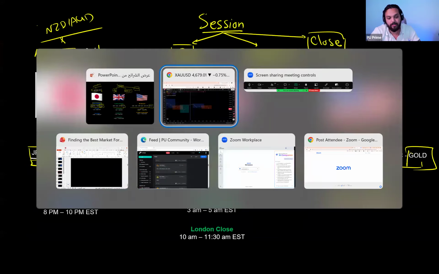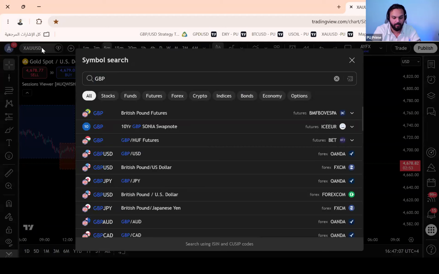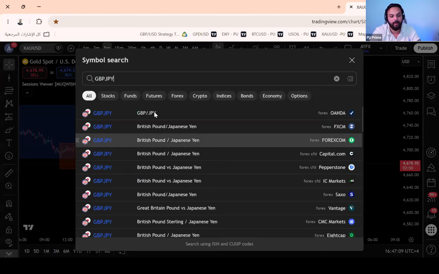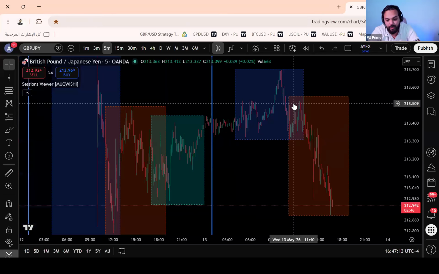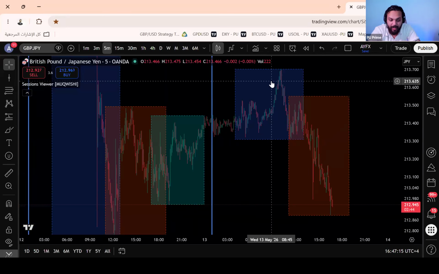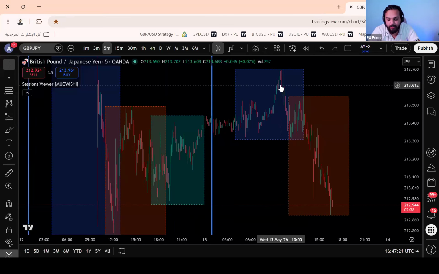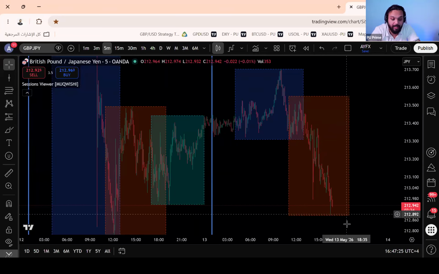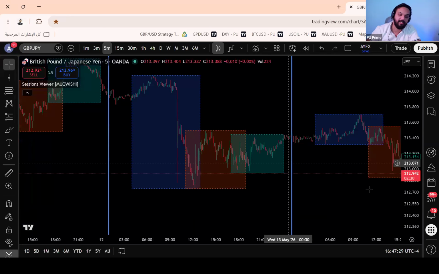So you guys need to check. Now, for example, if we go to GBP/JPY, you need to see the behavior. Should I trade it in London? Yes, of course. Why? Because London opened and Tokyo is already about to close. You can see the volume here.